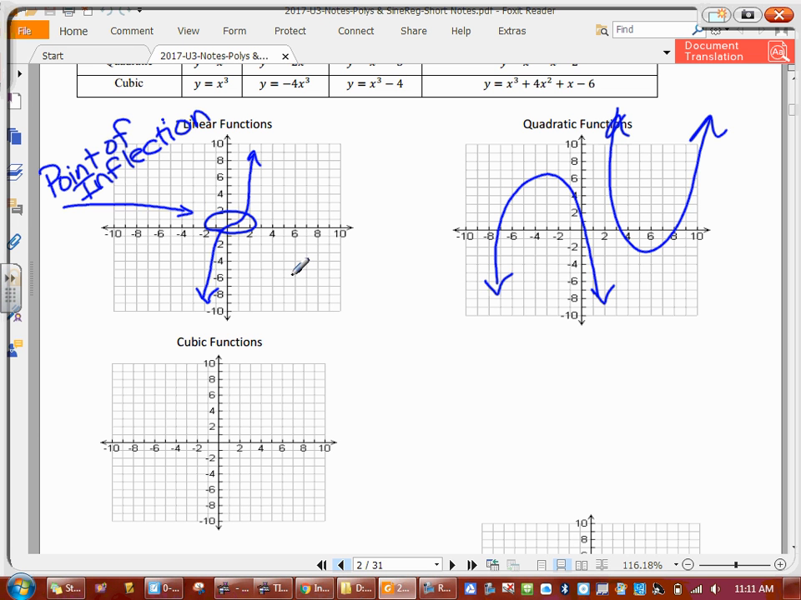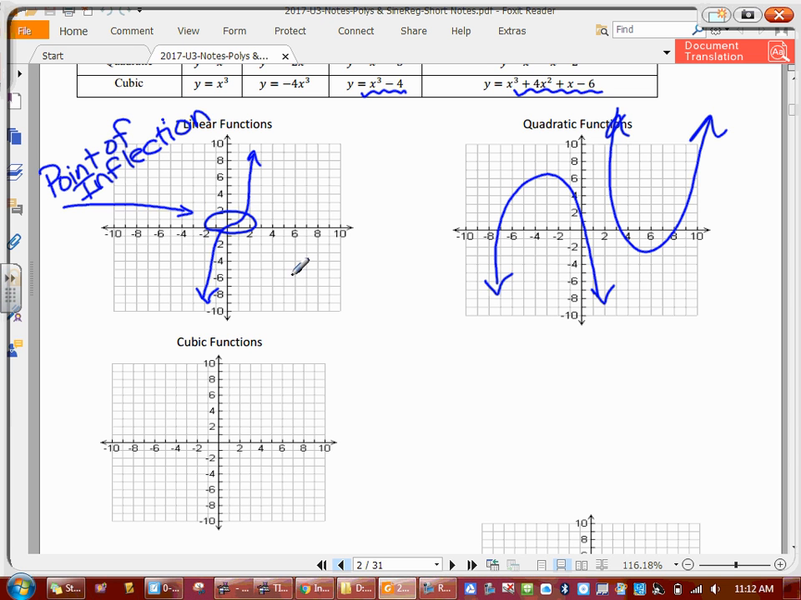So if we look at this cubic function, it didn't change direction at all. It has a point of inflection. All it did was go up, up, up, move over, go up, up, up. It did not change direction. Okay? The other cubic functions we're going to deal with will change directions once we have things added to our x cubed. Okay, once we have extra terms.